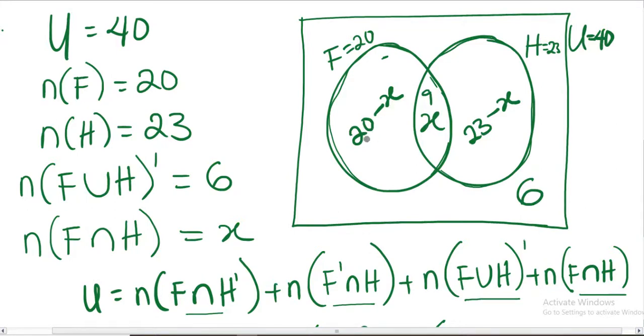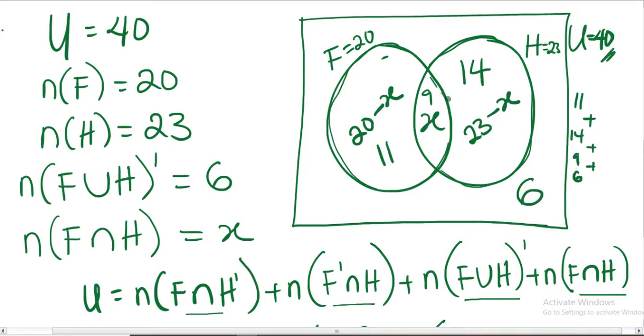So that if this becomes x, those who studied only French becomes 20 minus x, and 20 minus 9 is said to be 11, meaning only 11 studied French, while those that studied only history will be 23 minus 9, and 23 minus 9 is 14. So if you add up 11, 14, plus 9, plus 6 will sum up to give you the universal set, which is 40.